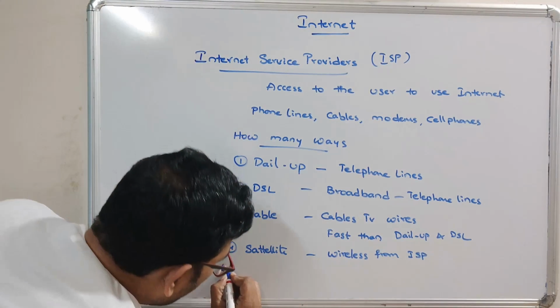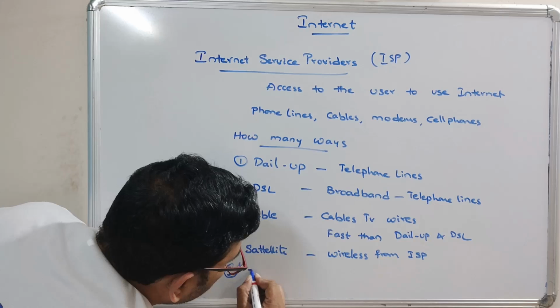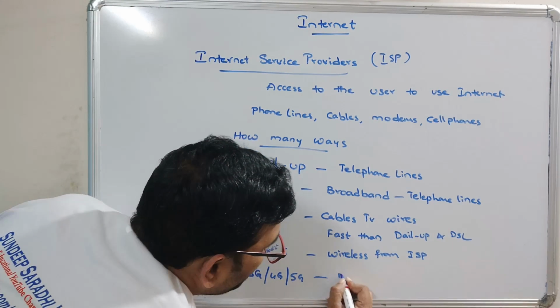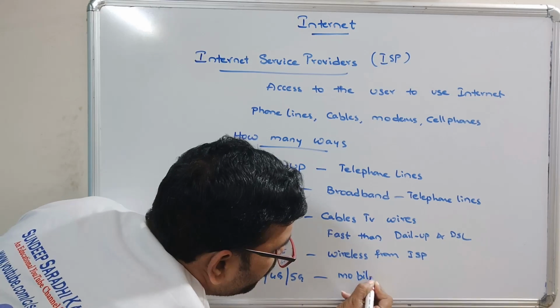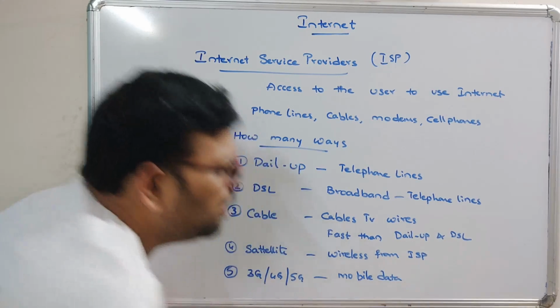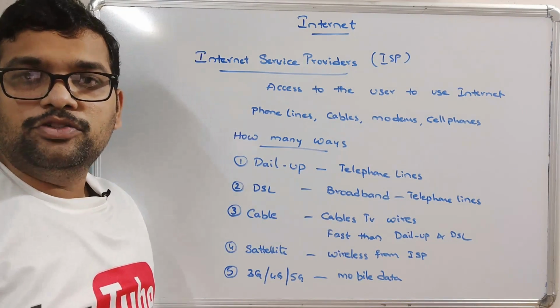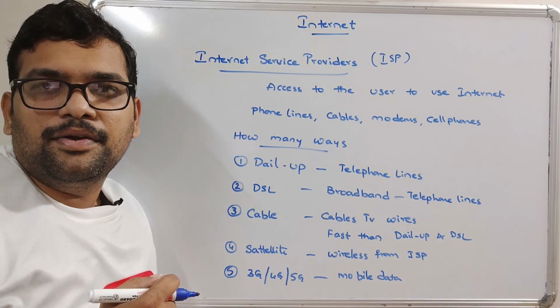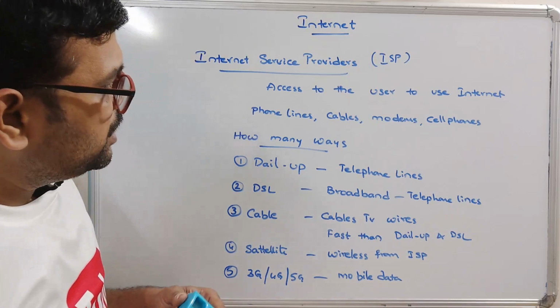And the last one is 3G or 4G or 5G, using mobile data. Using mobile data, we can also connect to the internet. So these are the many ways we can connect to the internet. Right? So hope you understood this one.